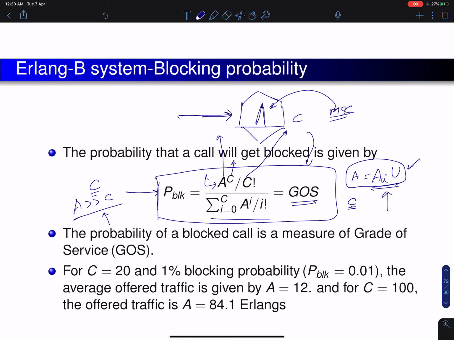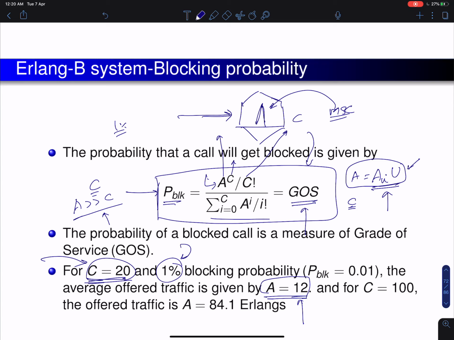Each operator will decide what is the probability of blocking, or grade of service, he can provide. So if I say 1% blocking probability, as I've given here, if an operator gives 20 channels and 1% blocking probability, then the average offered traffic is 12. So you can actually find it either way. If I give you the blocking probability and the number of channels, you can tell what is the traffic you can support.